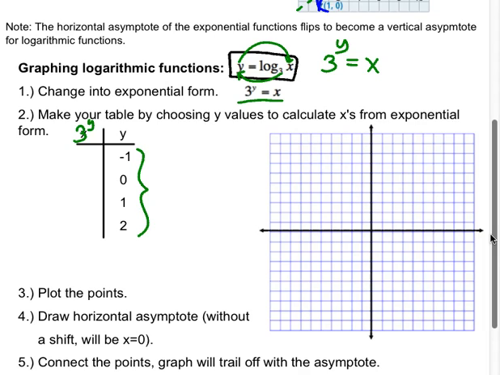So let's take a look at this. I plug in -1. So 3 to the -1 is 0.33. 3 to the 0, well, anything to the 0 power is going to be 1. 3 to the first power is 3. 3 to the second power is 9. So I generate my table just like always, except I'm doing it in reverse. I pick y values to calculate the x values.